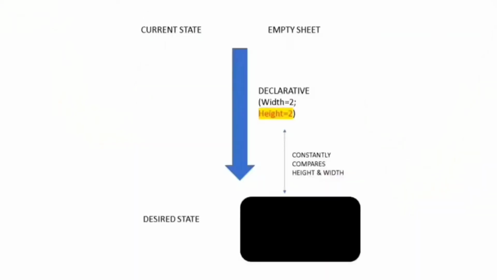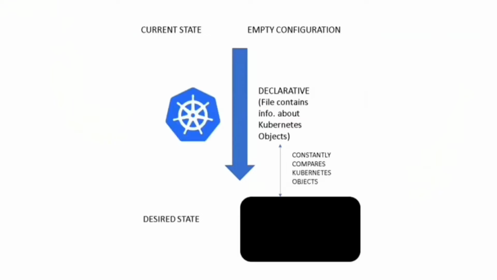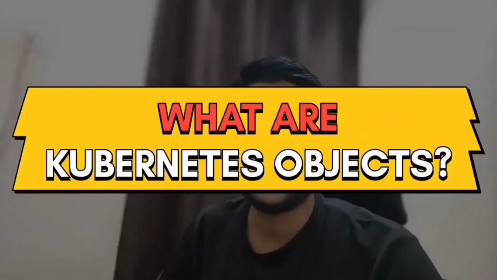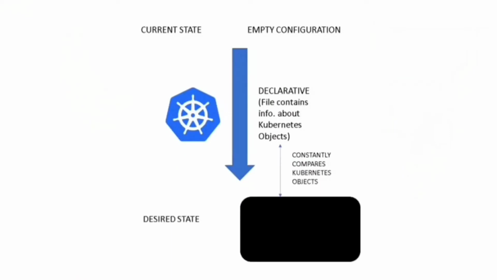Similarly, Kubernetes works. Just like for our rectangle we need to provide information like width and height, in Kubernetes we need to provide the information about Kubernetes objects, so that Kubernetes will constantly compare these Kubernetes objects in our file with the actual Kubernetes objects in the architecture. So let's understand what these Kubernetes objects are which we need to provide in our files, which Kubernetes will use to manage our containers, not only manage but automatically manage our containers.